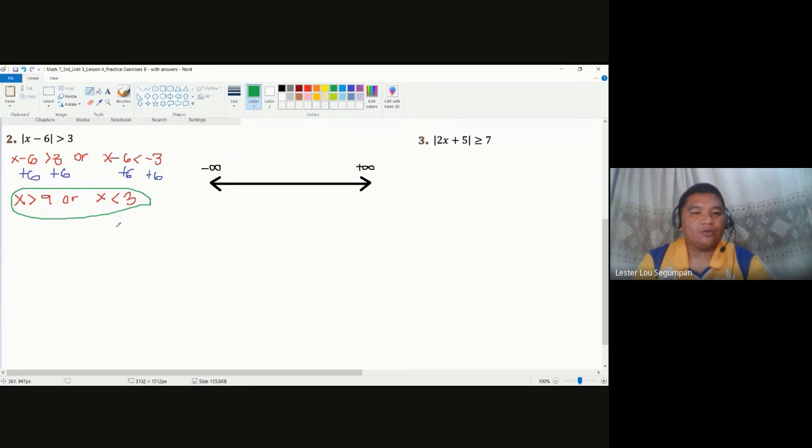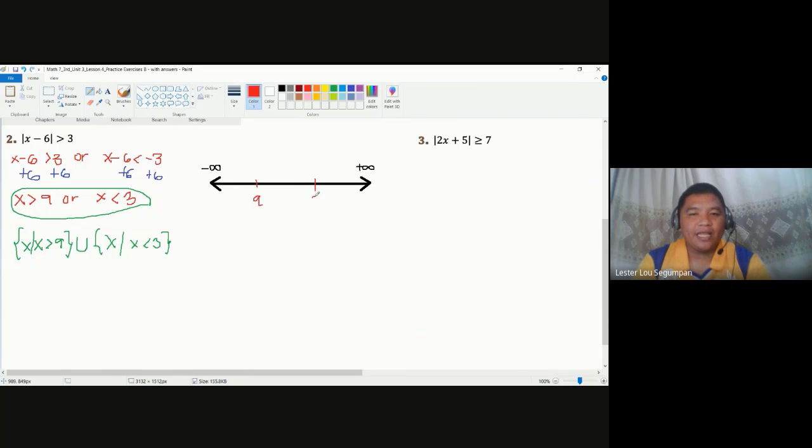And then our solution set should be the combination of the set of x such that x is greater than 9 and the set of x such that x is less than positive 3. When I say combination, we do union. Okay, the graph will be a separate and independent graphing of these in the same real number line. We start here by 9 and we have here 3.